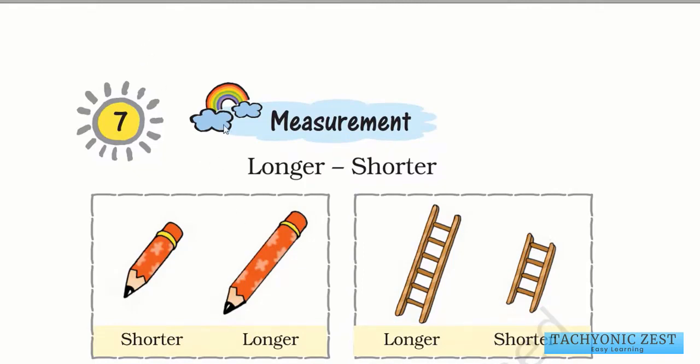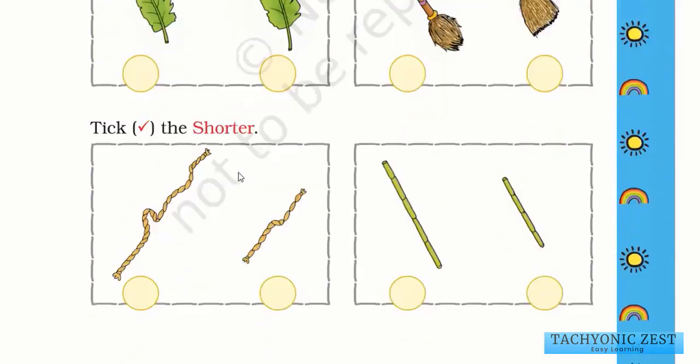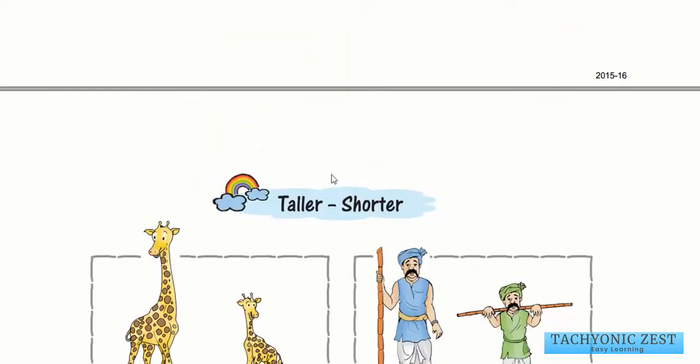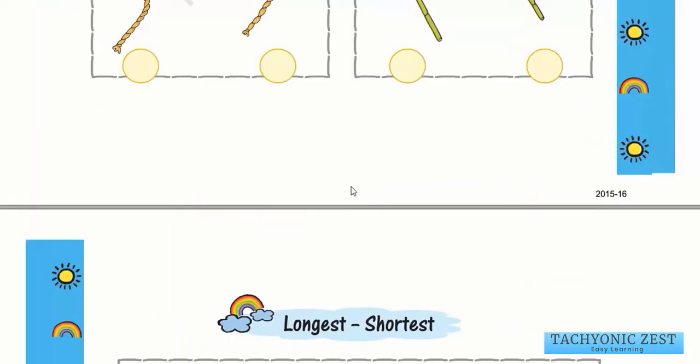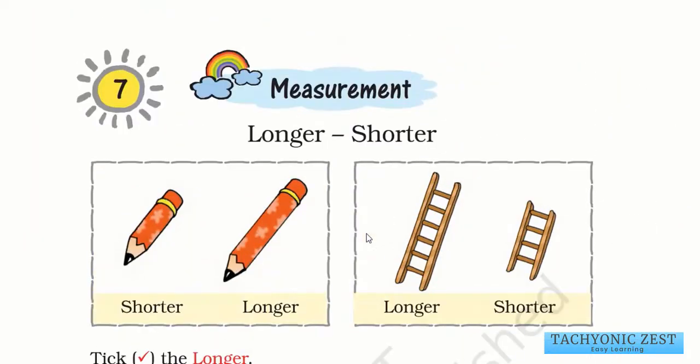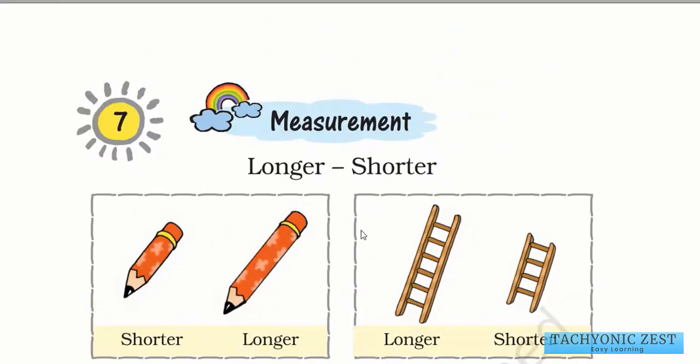So in this chapter we will be studying longer, shorter, longest, shortest, taller, smaller, taller, shorter and tallest, shortest. So these are a few topics which we will be studying here along with a lot of examples. So we will do a lot of examples. I hope you will enjoy. So let us start. So first of all, it is longer, shorter.